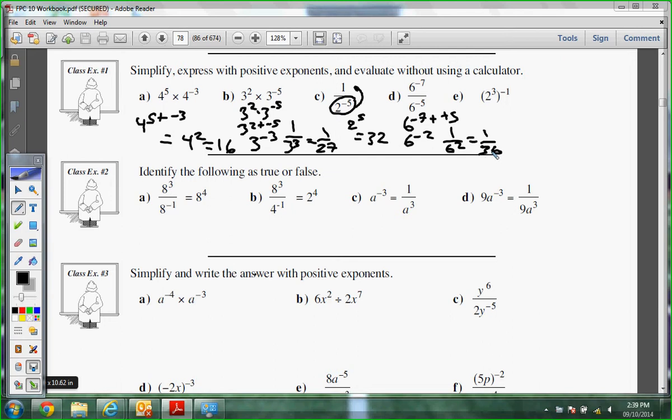Okay, and what's the rule for power to power? Multiply. So negative 1 times 3. So I get 2 to the negative 3. Okay, that's going to give me 1 over 2 cubed, which gives me 1 over 8.